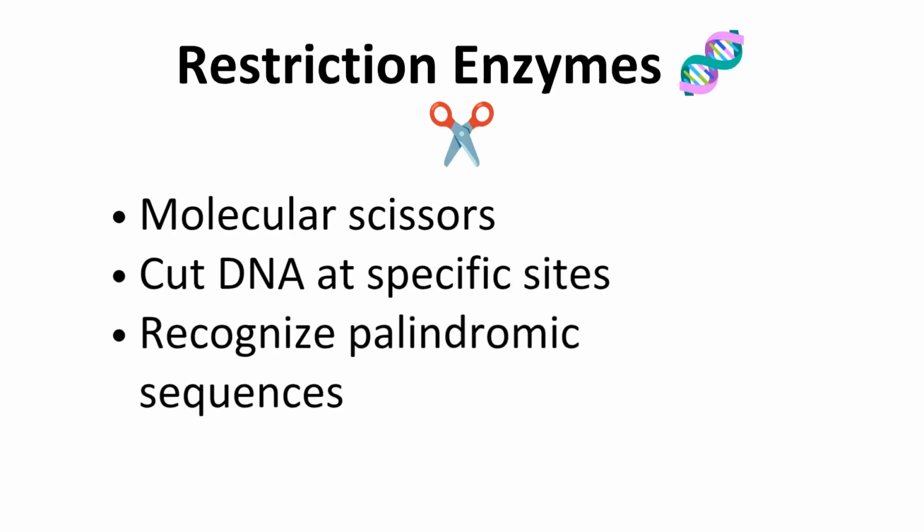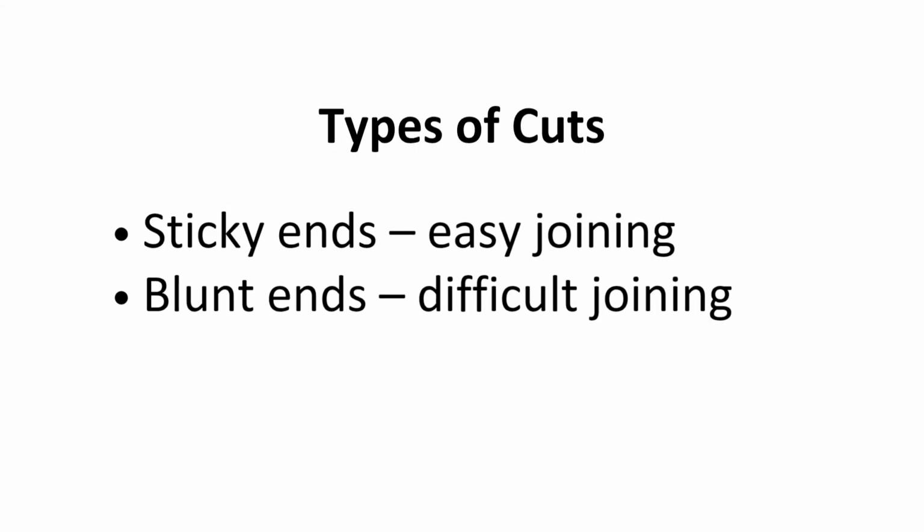Now let's understand restriction enzymes. They are called molecular scissors. They cut DNA at specific sites. There are two types of cuts: sticky ends and blunt ends. Sticky ends have overhangs and join easily. Blunt ends are straight cuts and are harder to join.